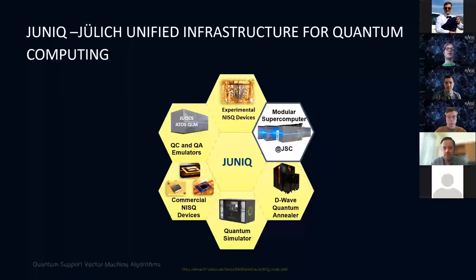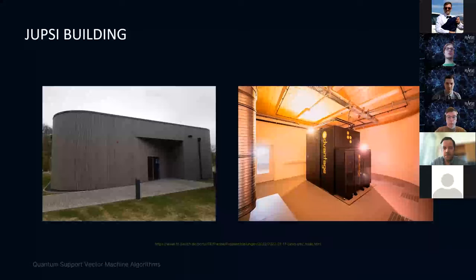Finally, with the next slide, I would like to conclude with a very brief image of the building we have in Jülich where the Advantage system is stored. As you can see here, this is the external view of the building. It's located in the center of the Forschungszentrum Jülich, and inside there is the Advantage system. The Advantage system present in Jülich is the first of such systems available in Europe. We have the first Advantage system in Europe.